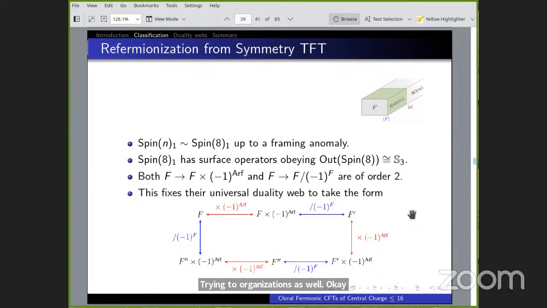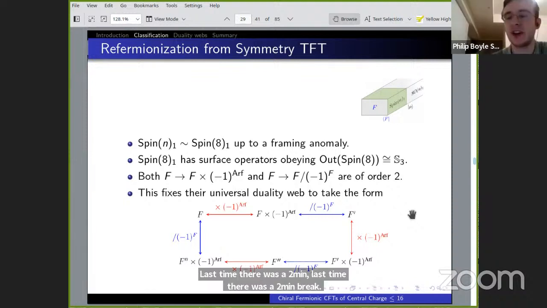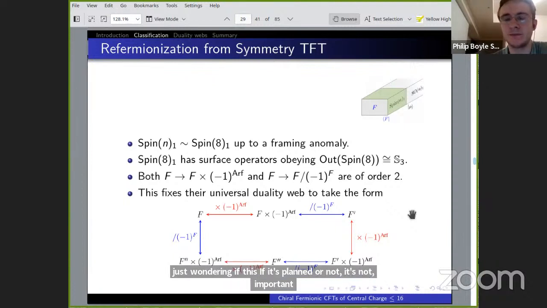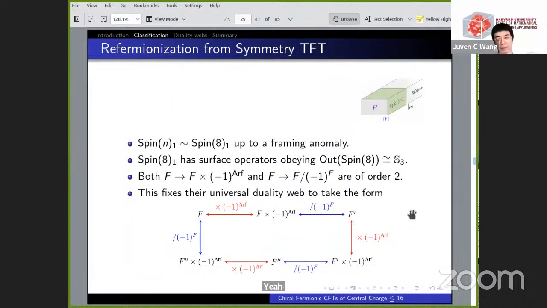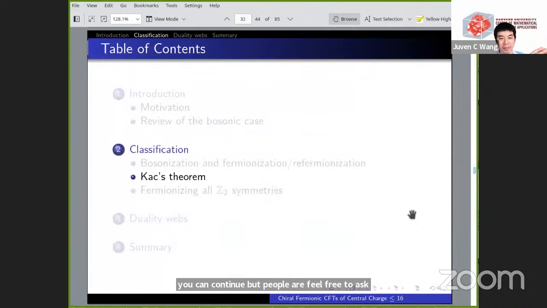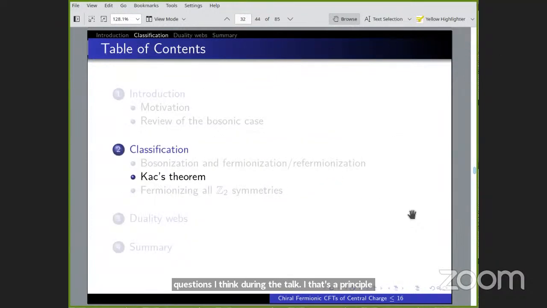An organizational question. Last time there was a 2-minute break. I'm just wondering if it's planned or not. It's not important, but there could be a spontaneous one. That was because there was a gap in the talks. That's up to Juven. Well, you can continue, but people should feel free to ask questions during the talk. Okay, thank you.